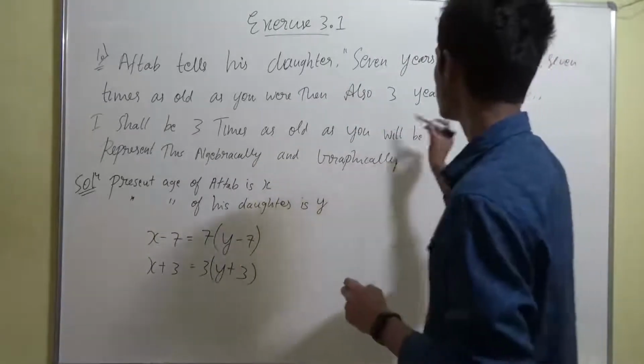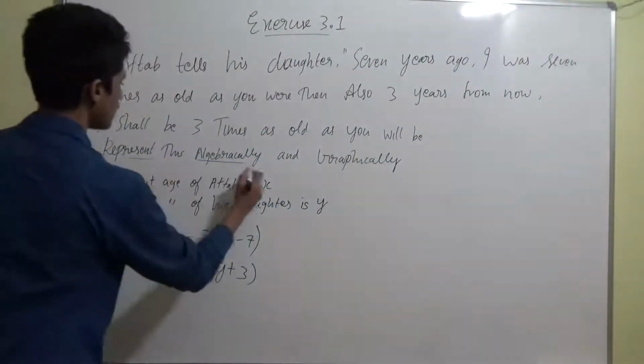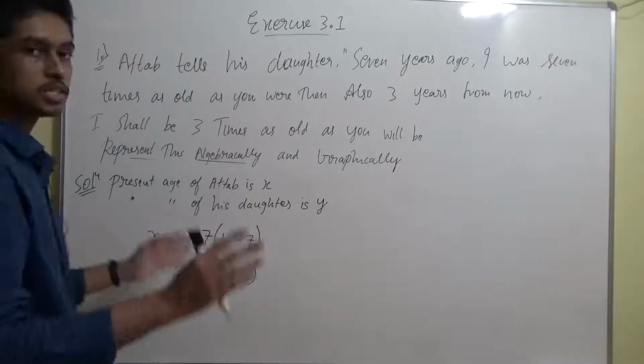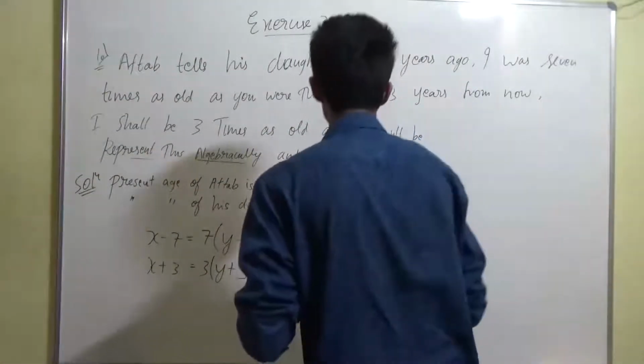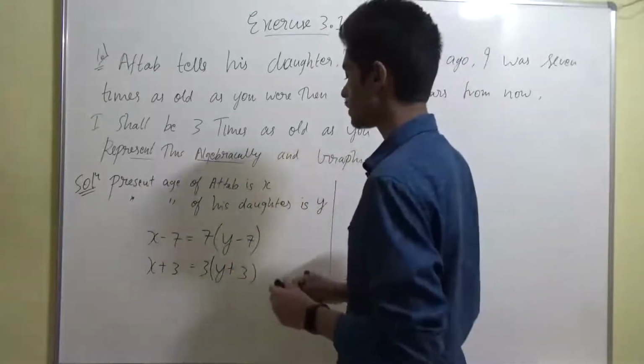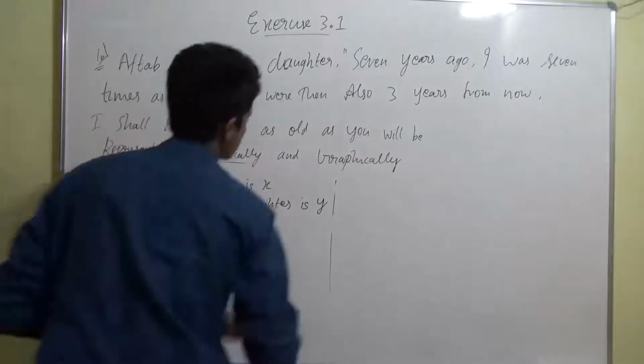So the first part of this question was to represent this algebraically. So the algebraic representation is done. Now we have to go for the graphical representation. The algebraic representation is done. The only thing left out is we have to expand it. Let's expand it now.